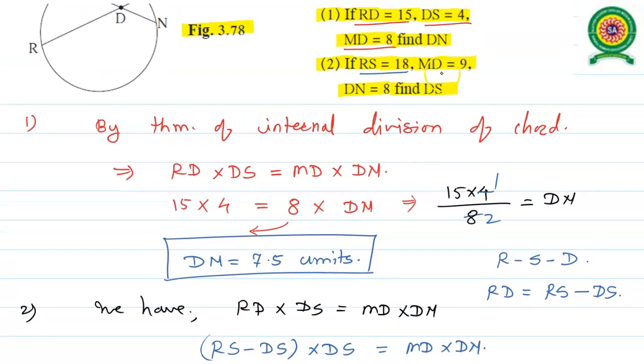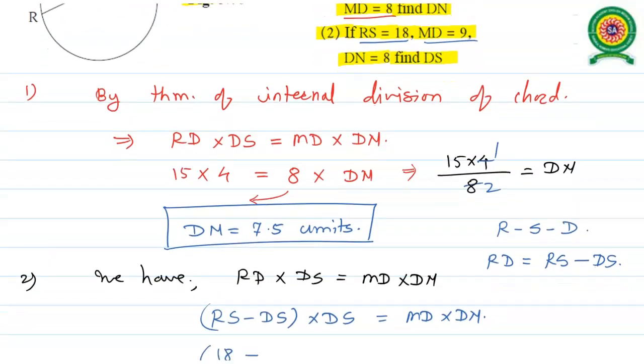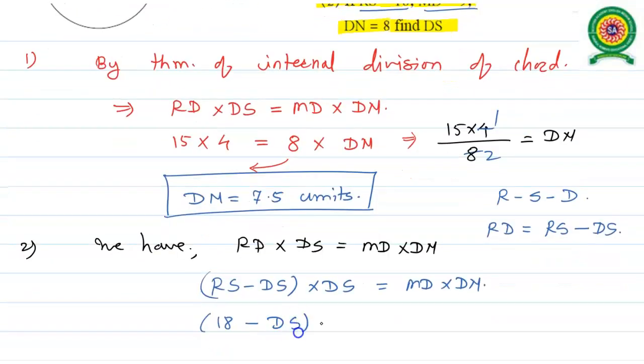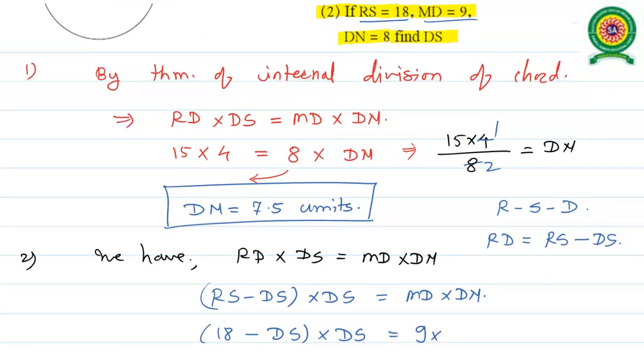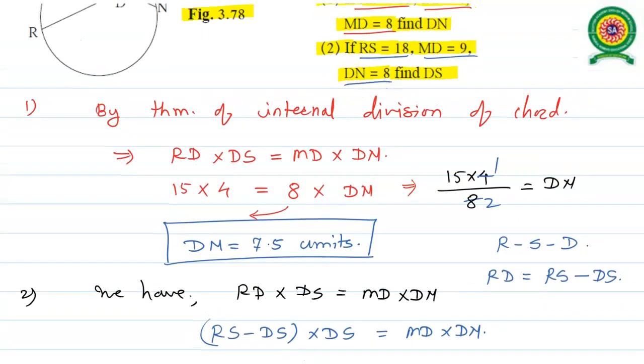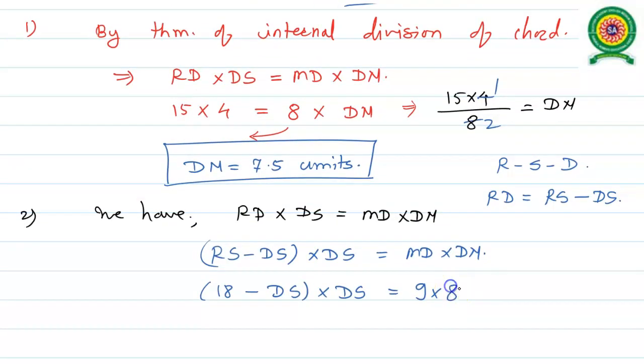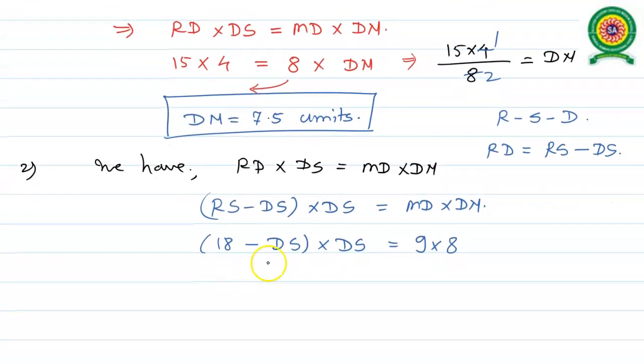Next to it we have Md equals 9. Ds value is not given, so keep that Ds as it is. Md value is 9 into Dn value, we have 8. So now the equation is of this form. Try to distribute this Ds over the bracket, or we may assume that instead of distributing Ds, let us assume that Ds is equal to x units.